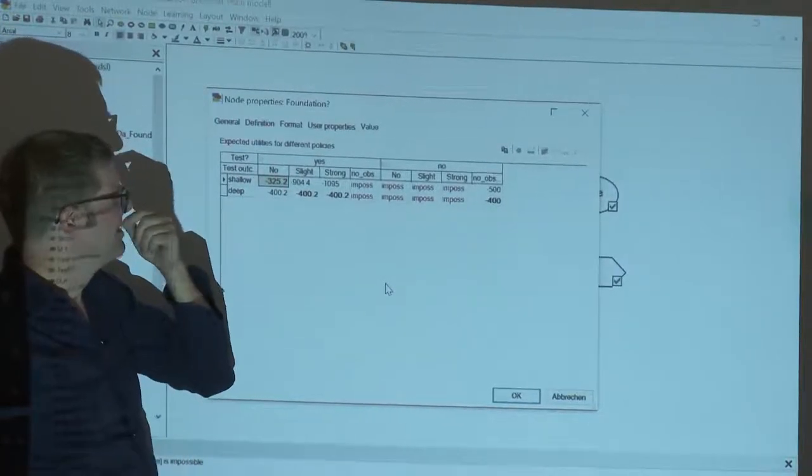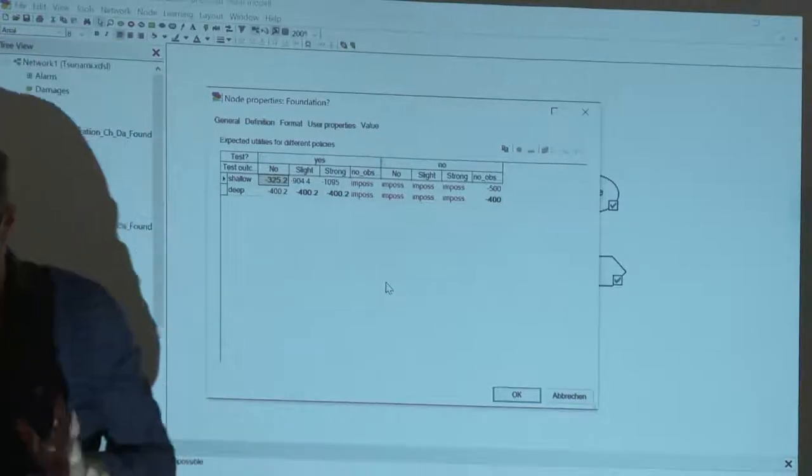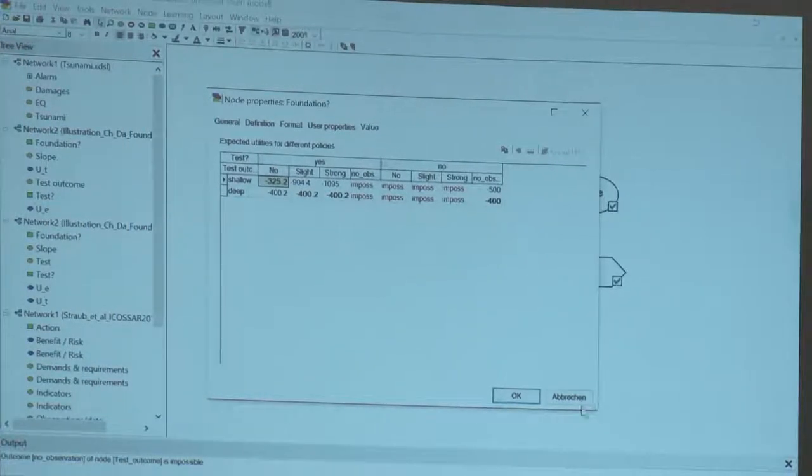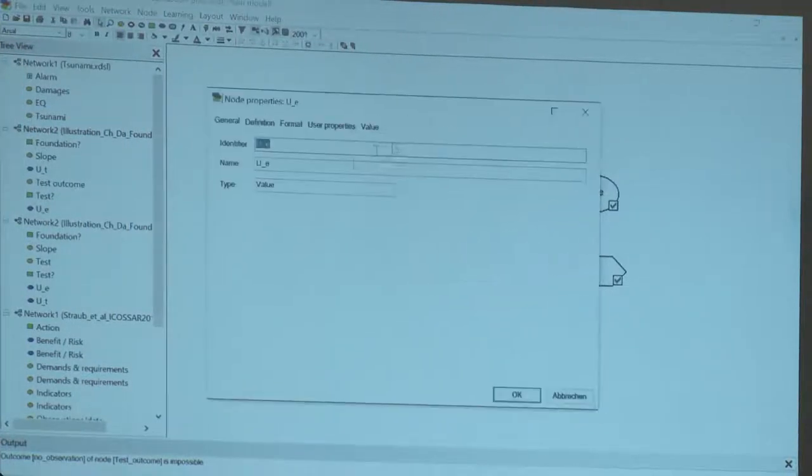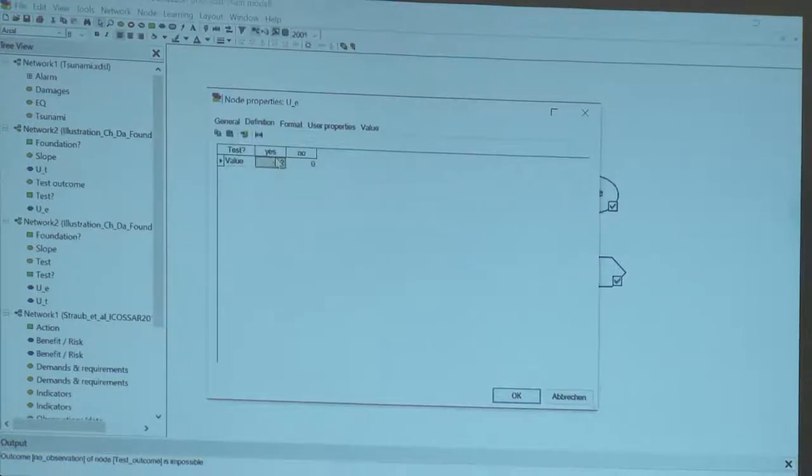Oh, I made a mistake. Slight mistake. But the utility here should have been defined as, well, -0.20.